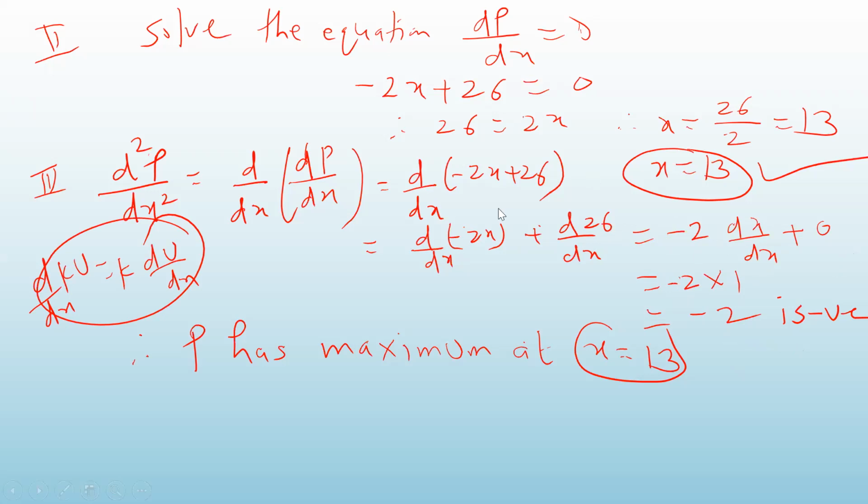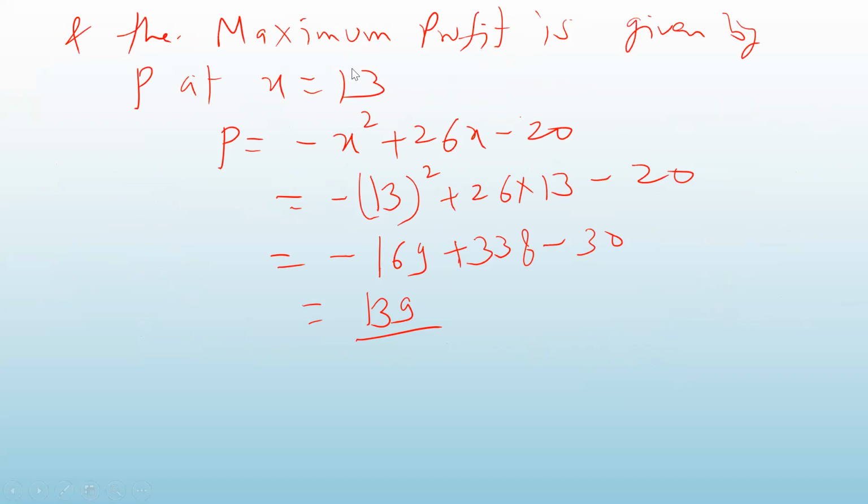So the function will have a maximum at x equal to 13. If the second order derivative is negative, then the function will have a maximum. If it is positive, then the function will have a minimum. So here it is negative, so profit is maximum when x is equal to 13. The profit will be maximum when the number of items produced and sold is 13. But how to find that maximum profit? In the formula of profit, put x is equal to 13. That is what we did, and we got 149.